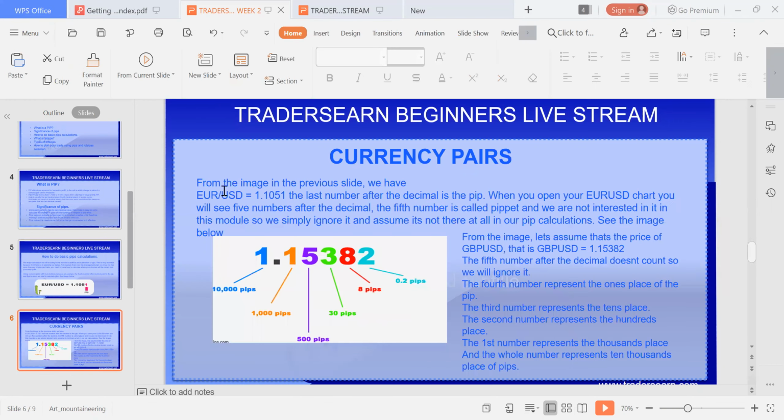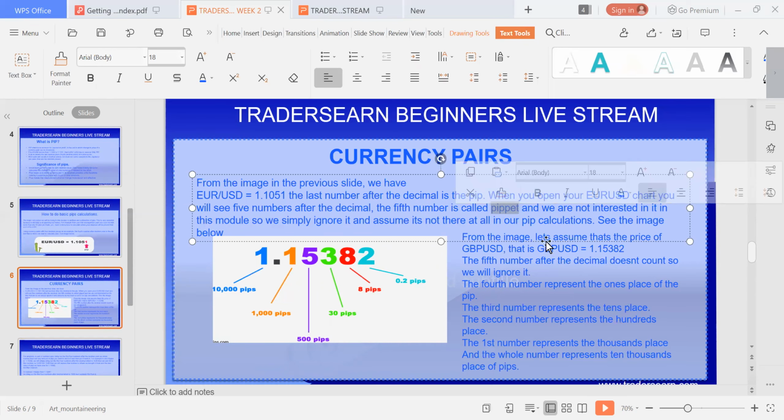Okay, now from the image in the previous slide, we have EUR/USD equal to this value. The last number after the decimal is what we refer to as the pip. When you open your EUR/USD chart, you will see 5 numbers after the decimal. The 5th number is called a pipette. We are not interested in it, so I did not make any reference to it.